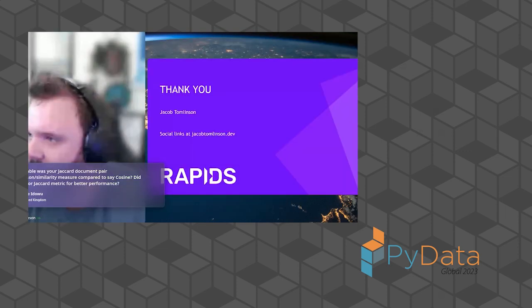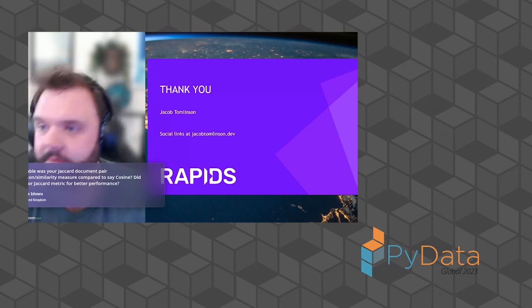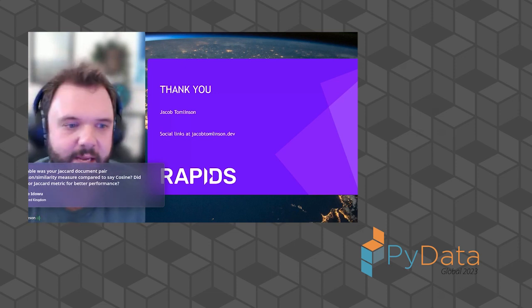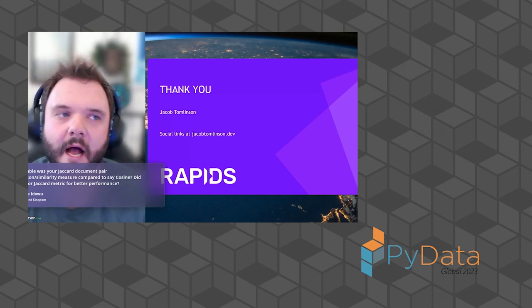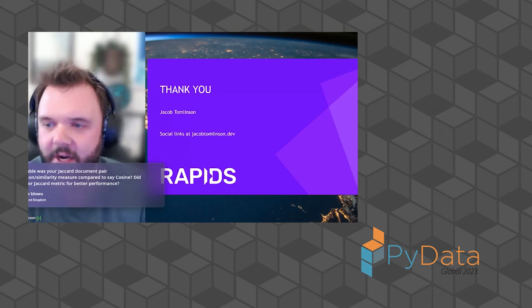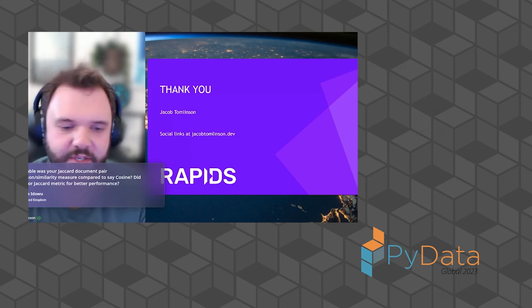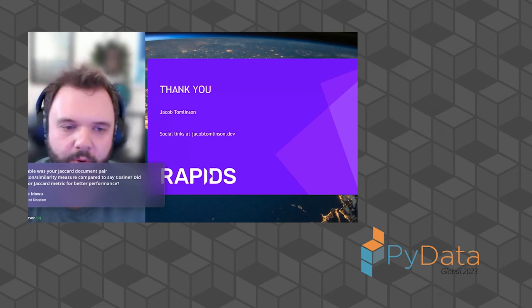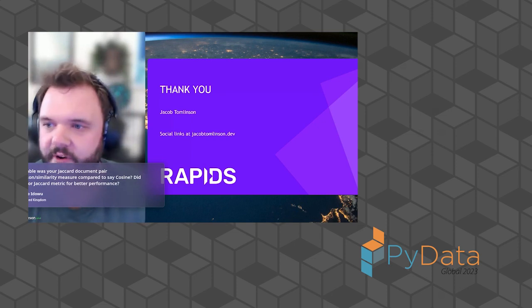The next question was, how reliable was your Jaccard document pair comparison measured against, say, cosine? Did you opt for the Jaccard metric for better performance? I honestly can't speak to this. This was something that was done by the NeMo team. I'm just showing an example that we've run at scale with RAPIDS and Dask. I would highly recommend you go and have a look at their documentation. They reference a bunch of papers about what they measured and why they chose different approaches, so that would be the place to go to answer that question.